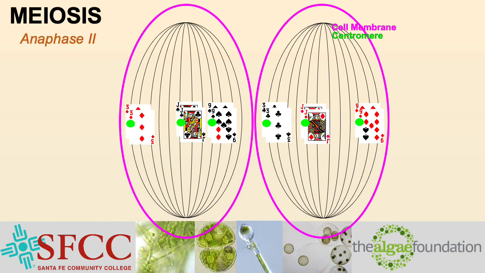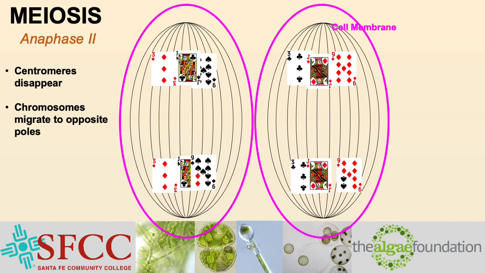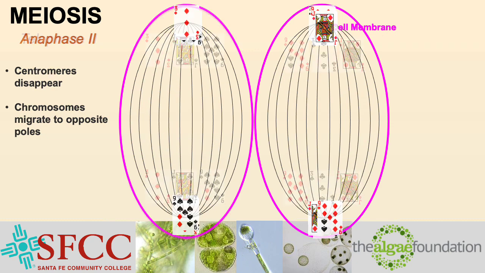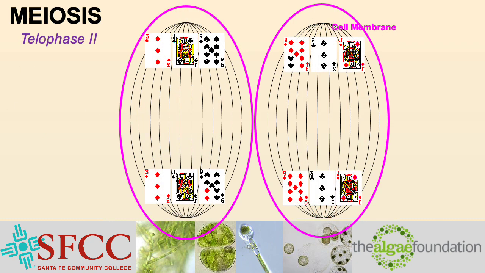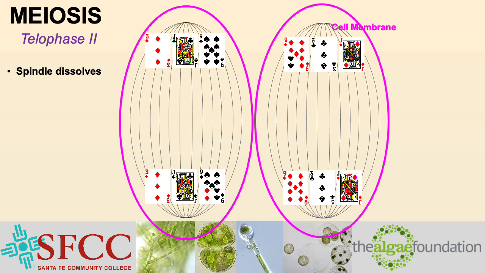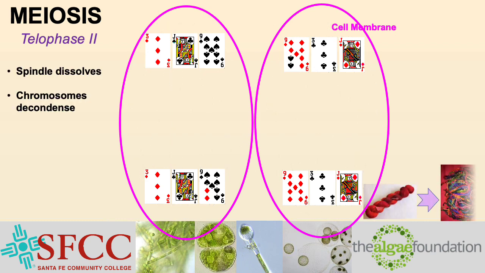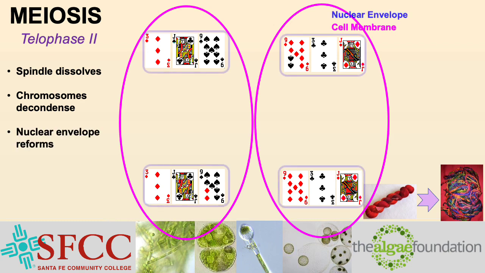Anaphase II is just like anaphase in mitosis. The centromeres dissolve, and the chromatids are pulled to the opposite poles. Telophase II is the same as telophase in mitosis. The spindle dissolves, the chromosomes decondense into chromatin, and the nuclear envelopes reform.